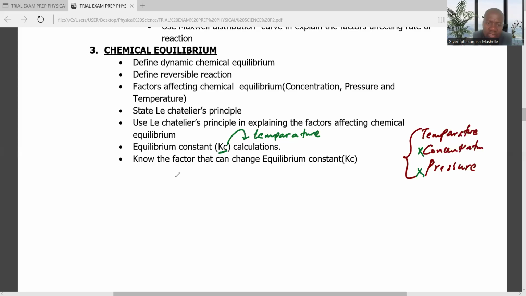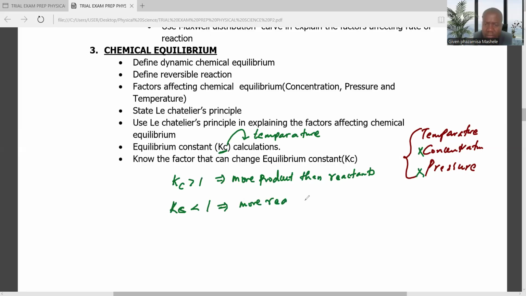And one other thing you need to know is that, for example, if Kc is bigger than 1, it means that there are more products than reactants. But when Kc is less than 1, it means there are more reactants than products. But you must know that you can affect Kc only by affecting the temperature.